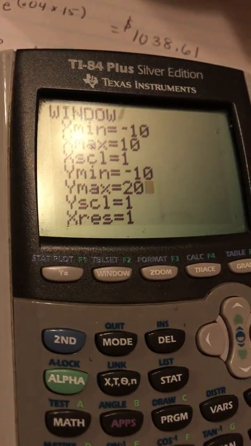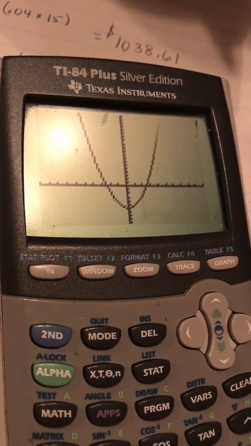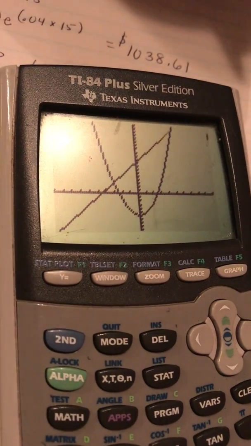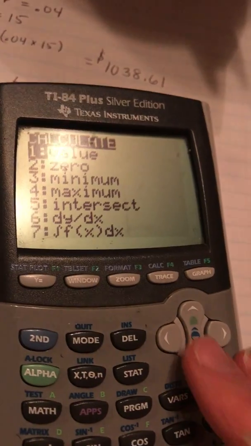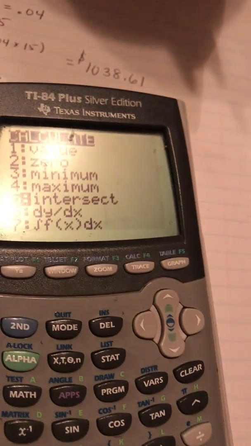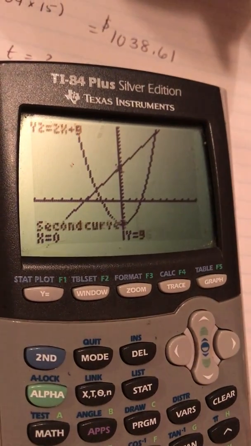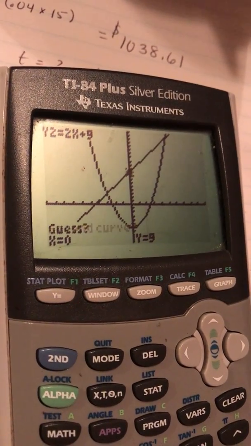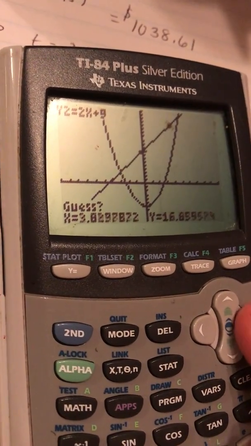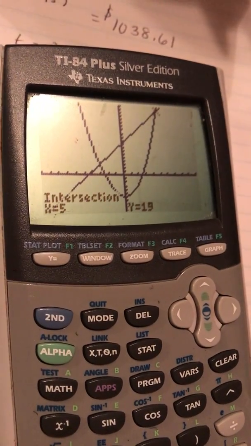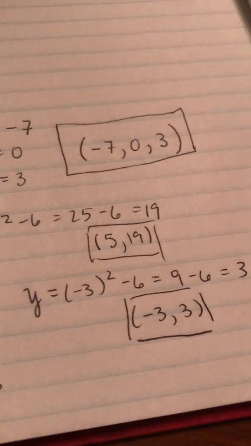So let's change that to 20. And then when we graph that, we should see, sure enough, there's another intersection point, and we can find that by going second calc intersect and telling it, yes, that's the first curve, and yes, that's the second curve, and now we want you to find this one over here. 5, 19, sure enough. So that confirms those solutions.